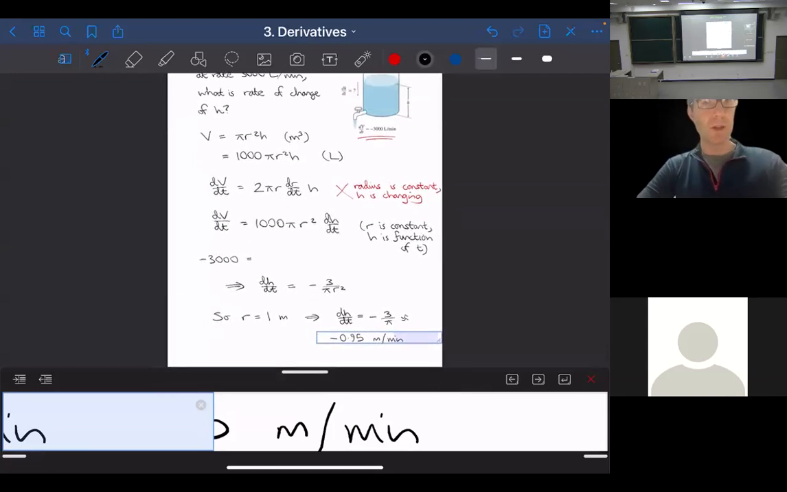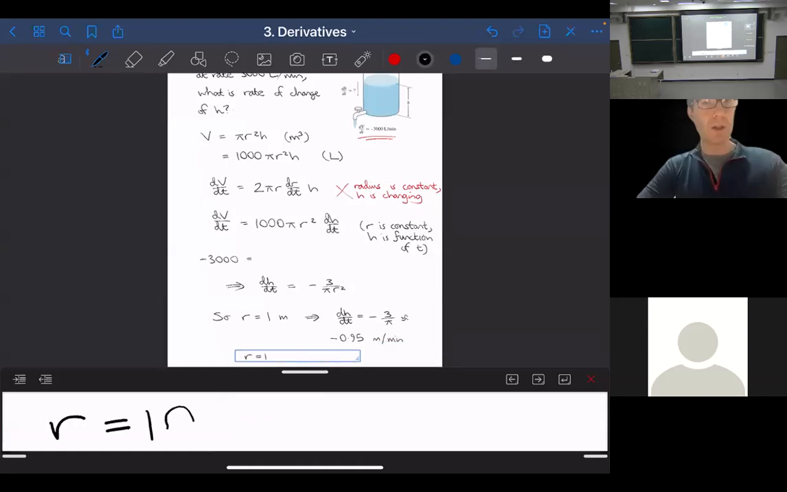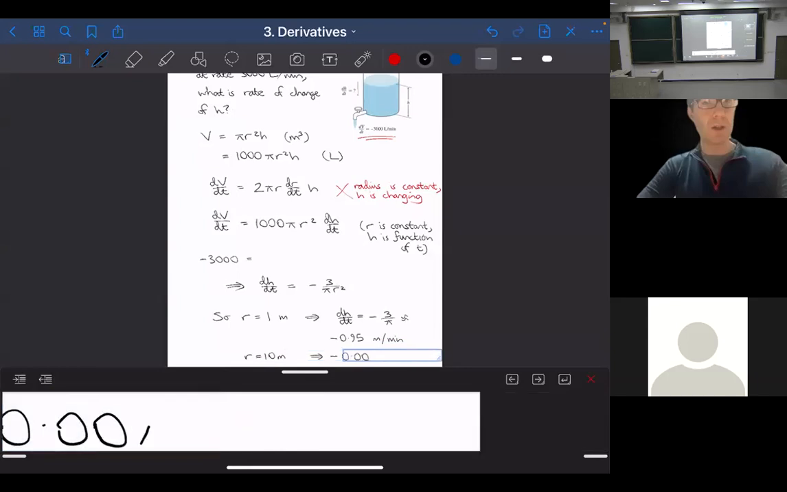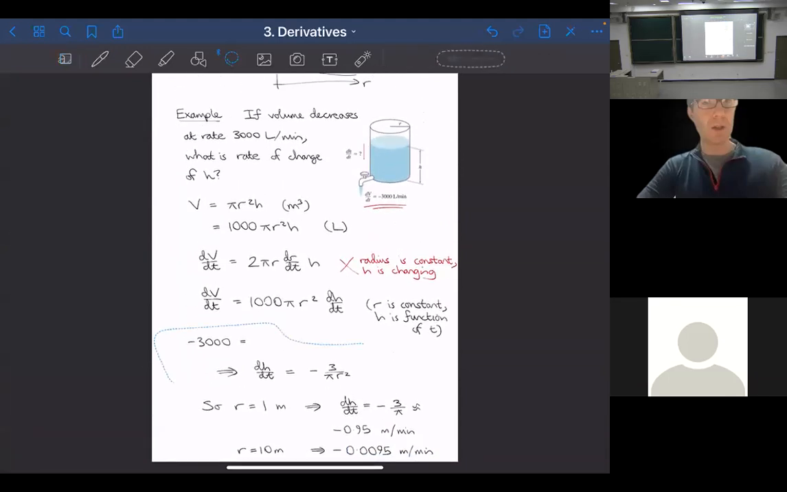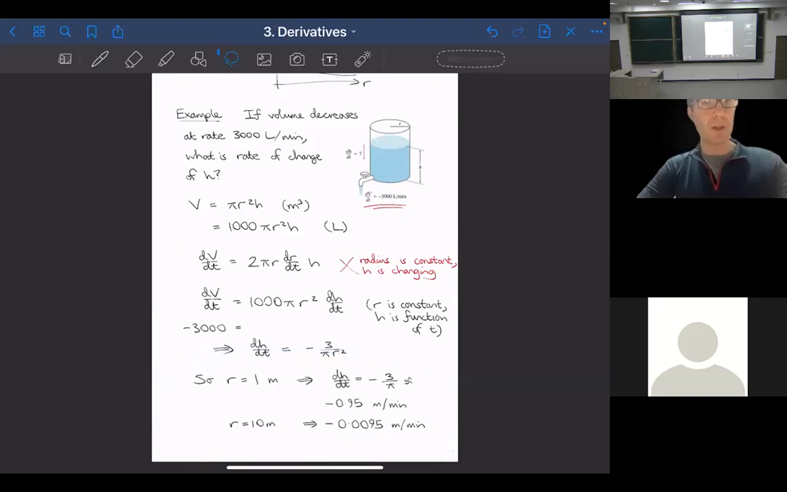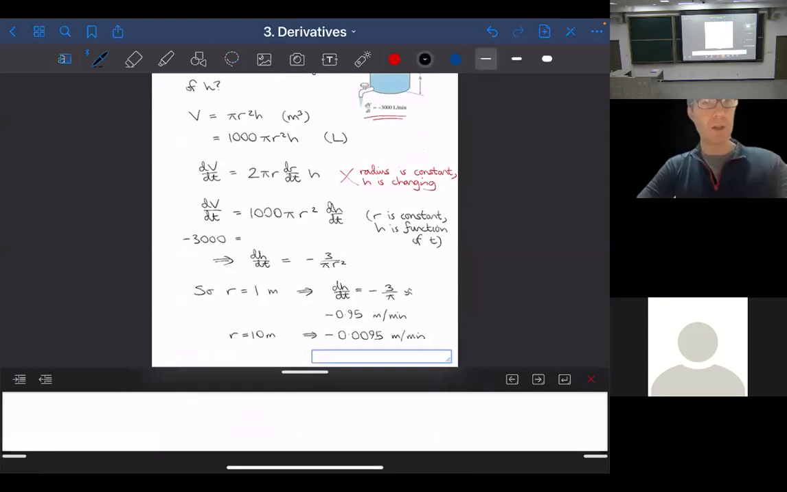But then we can also check 10 meters. Well, in that case, there's an r squared in the bottom, so we have to divide by 100. So the rate is quite small. So let me tidy this up a bit so you can see. So in fact, that's minus 0.95 centimeters per minute.